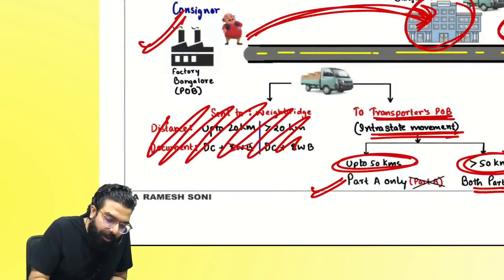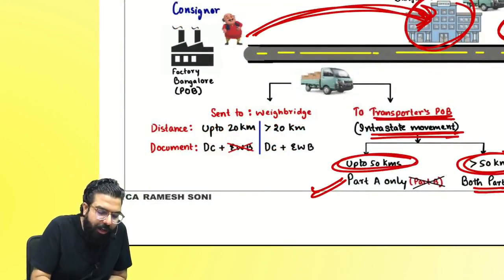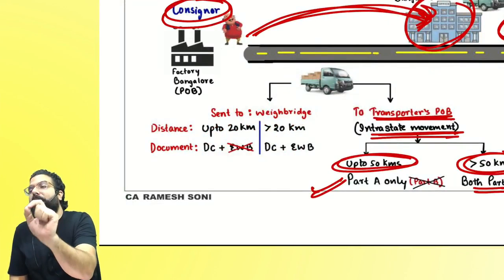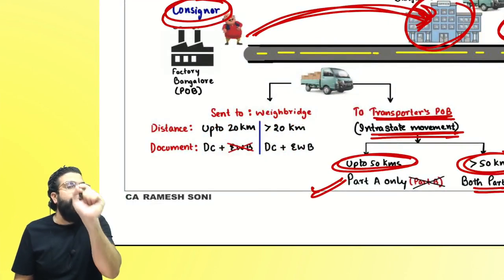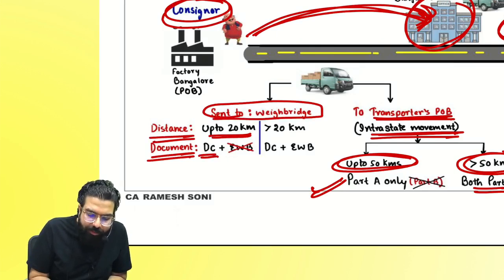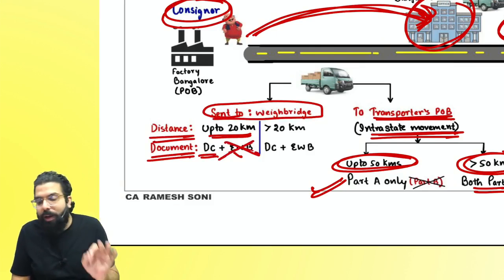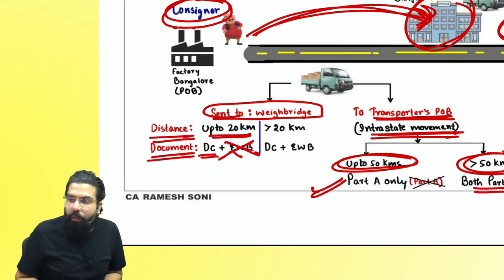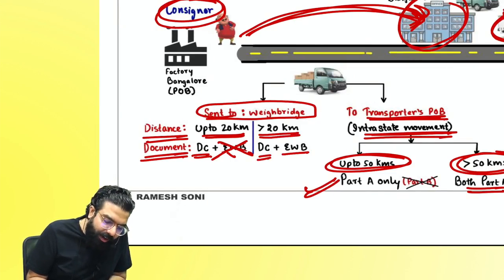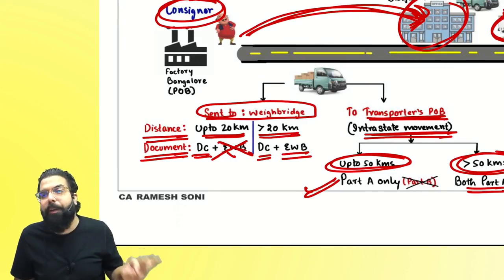Also, one additional point is there which I have written down here. If a consignor is sending goods to the weighing bridge, where the weighing of the goods will be done, and the distance is up to 20 km, then only a delivery challan is required, because for weighment purposes an e-way bill is not required. But if the distance is greater than 20 km, then always remember, a delivery challan plus an e-way bill also will be required.